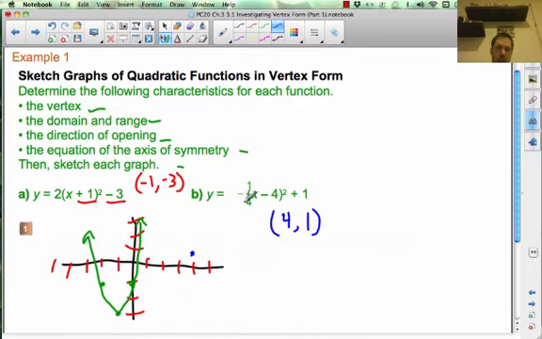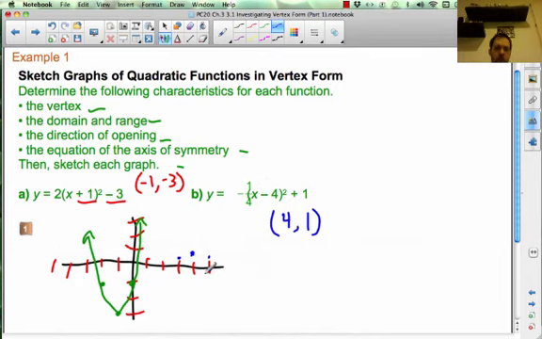This one's going to open downward, and normally we'd go 1 over and 1 down, but this time we're going to go 1 over and 1/4 of 1 down. So it's not down very far at all, and this will exhibit symmetry on both sides of the vertex. You can plug in a few more points here.